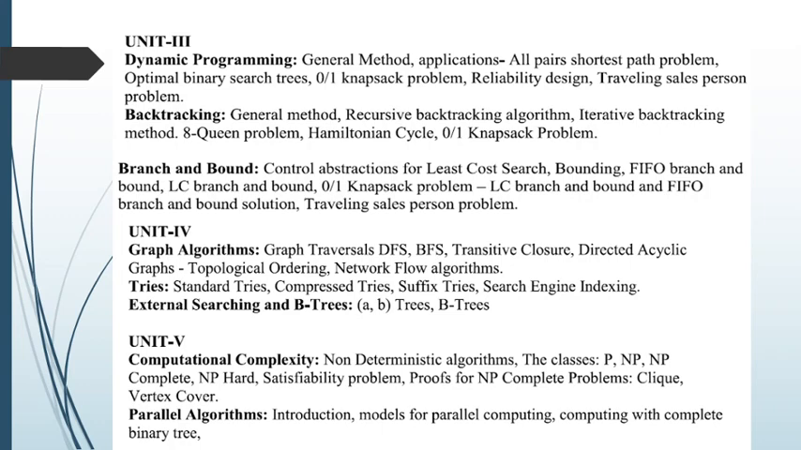Okay, unit 4. In unit 4, graph traversal, you already completed the graph in data structures. So graph traversal, DFS, BFS, breadth first search, depth first search, and transitive closure, and we will see the directed acyclic graph, and we will see the topological ordering, network flow algorithm, and the next one is tries, standard tries, compressed tries, and suffix tries, and search engine indexing, and external search, and B tree.